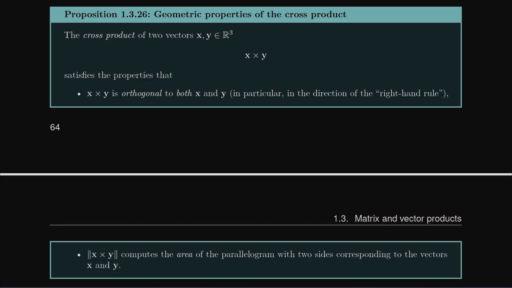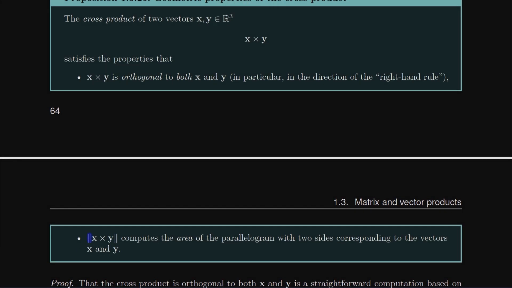But that's actually not all. The cross product does one extra thing for us, and the extra thing that it does for us is the norm.